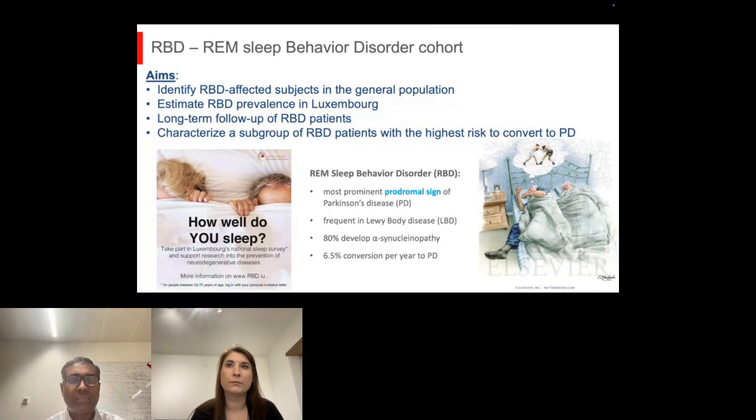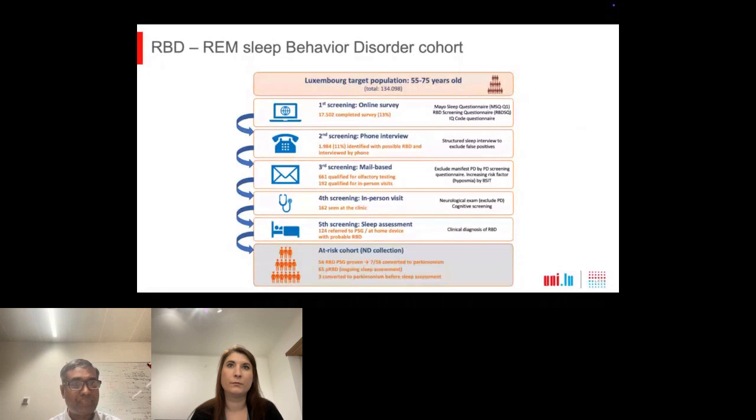It is very interesting to see, afterwards, whether we can build a model to predict certain molecular signatures. We targeted 55 to 75 year olds, and this entire age population was contacted. These are roughly 135,000 people in Luxembourg.